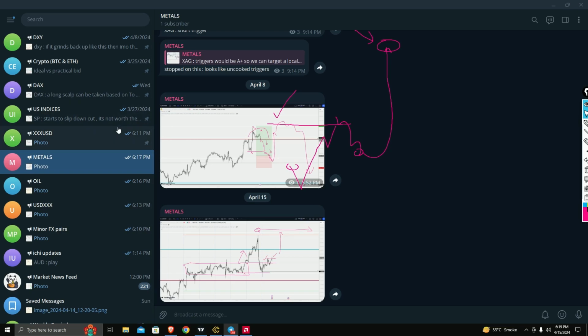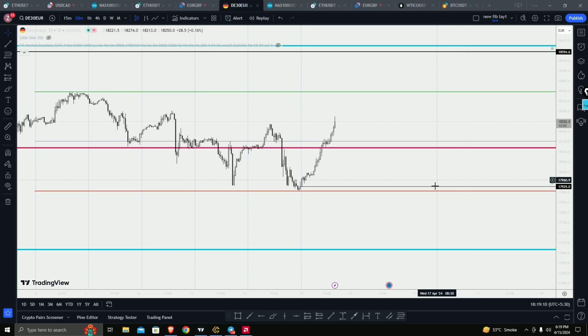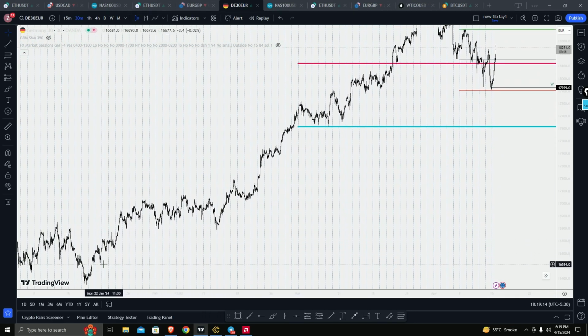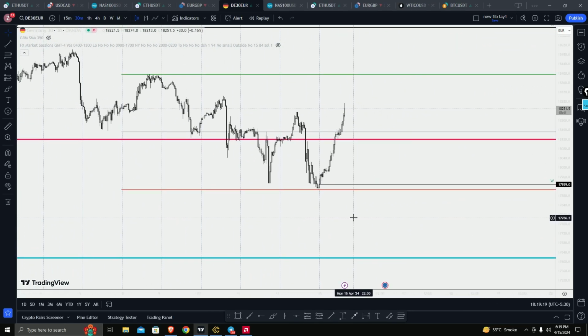Why do I say that? Because the H4 market structure is bearish. So again, it might not play out, but I don't think there's any harm in trying to go long on a market that has been trending up since, I don't know when, okay, the start of the year. So I don't think there's any harm in going long.